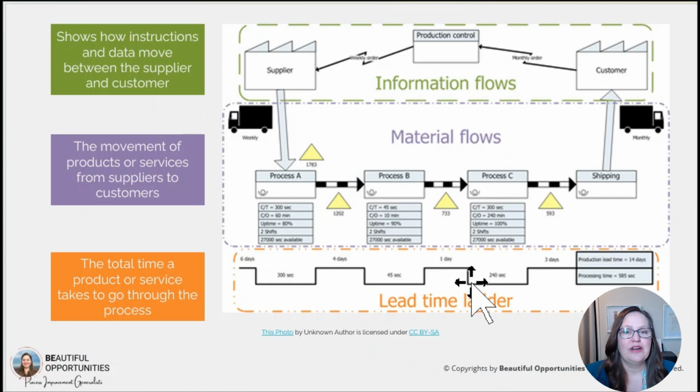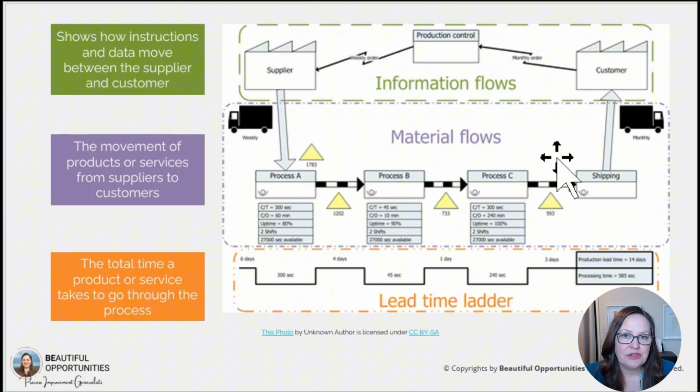So, this is what a value stream map looks like. You may notice it looks quite different from a process flow diagram or a swim lane chart. Now, some of the distinguishing features within a value stream map are going to be the information flow and the lead time ladder. So, this is going to really add another layer of detail to any of the process flow diagrams that we've done in the past.